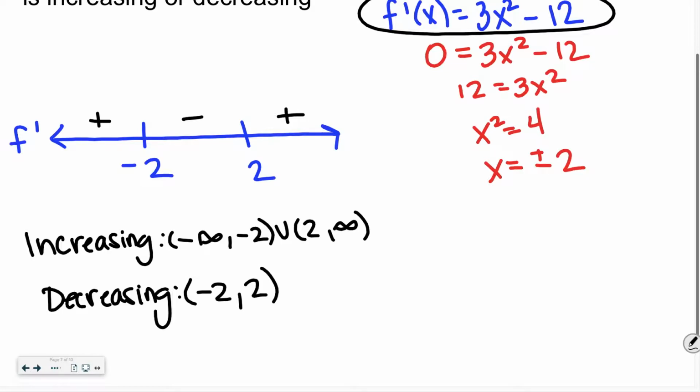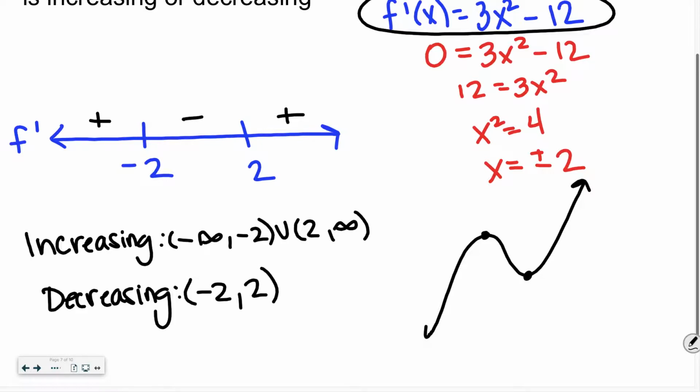Okay, why did I say this was the easy one? Because it's the hard one. What kind of function is it? Polynomial. Polynomials are the simple ones to work with, right? So let's talk about what's happening. Here's -2, here's +2. We go from increasing to decreasing to increasing. That's what our function looks like.